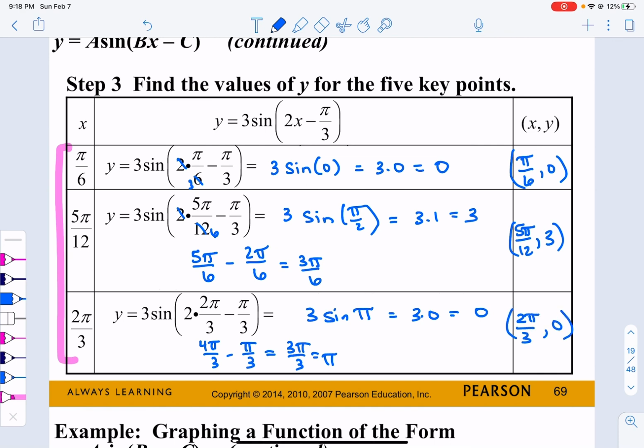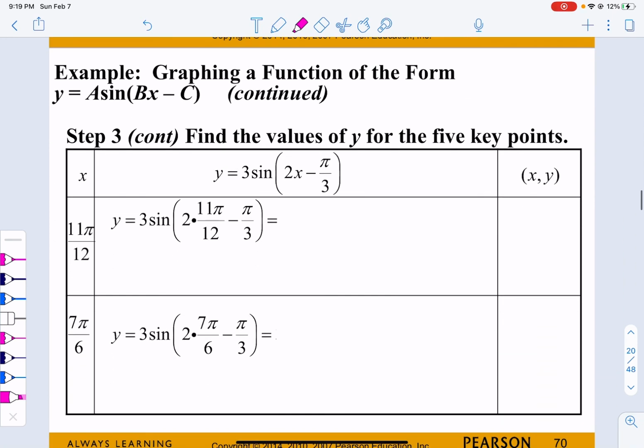And again, you kind of start seeing that little pattern forming, right? We have a 0, we have a 3, we have a 0. What do you think is going to come next? A negative 3. What's going to come after that? A 0. But we'll keep doing the work, right?